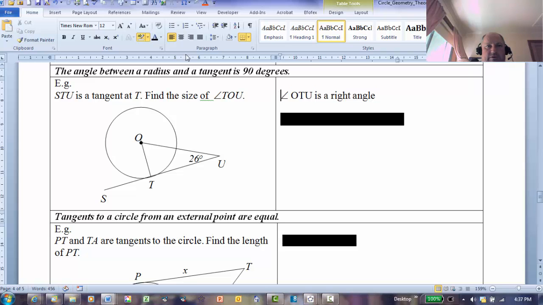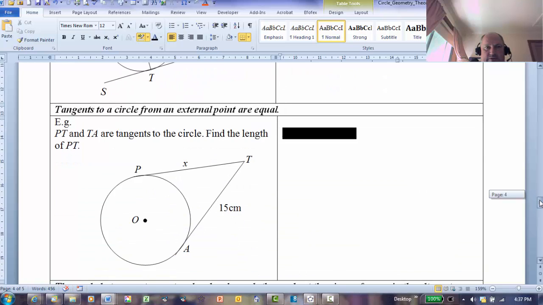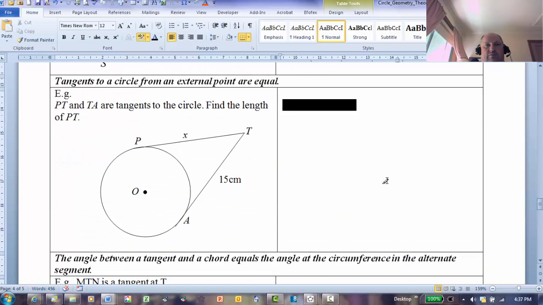So first thing we do is we say O to U is a right angle, and then we say angle TOU is 180 minus the 90 minus the 26 equals 64. It's probably worth you putting a right angle there in your diagram. Let's go down to the next example. Tangents to a circle from an external point are equal.